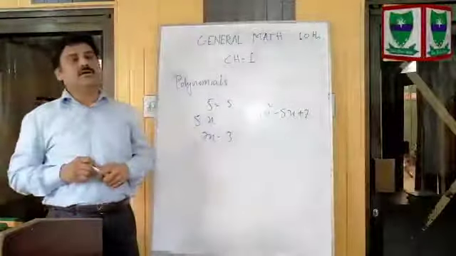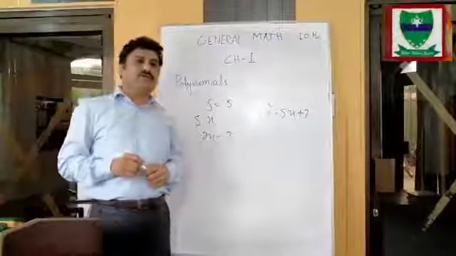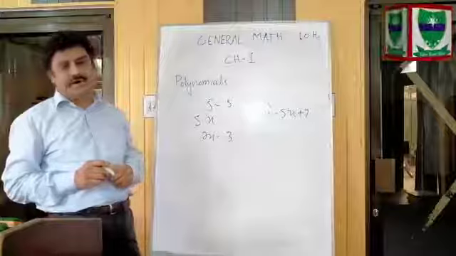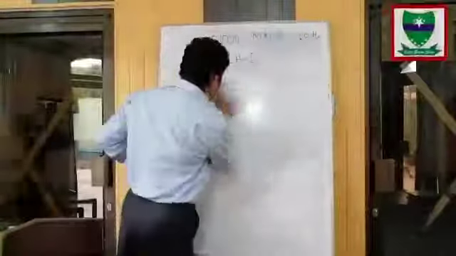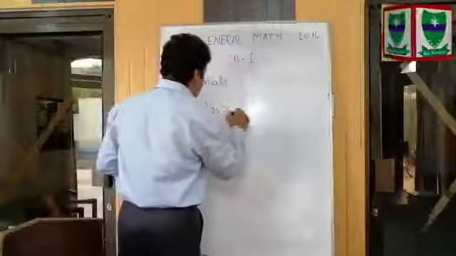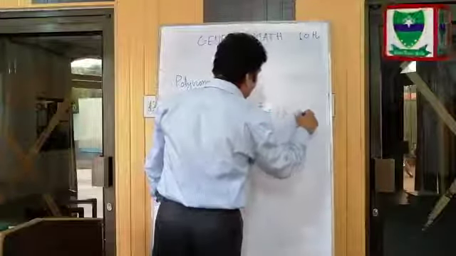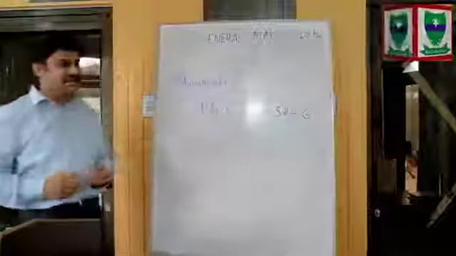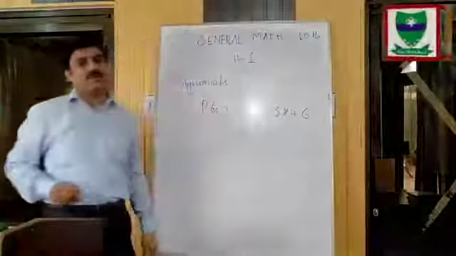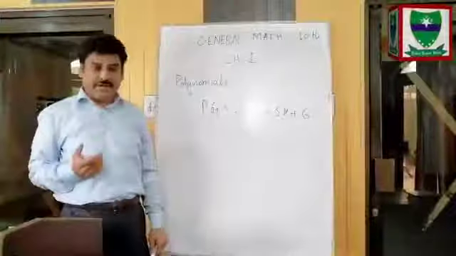After this, we define roots of the polynomial. What are the roots of the polynomial? The values of variable which satisfy the given polynomial are called the roots of the polynomial. For example, if we write here second degree polynomial, p of x is equal to x square plus 5x plus 6. It is a second degree polynomial. The values of x which satisfy this polynomial are called the roots of the polynomial. And roots of the polynomial may be equal, unequal, real, rational, irrational.